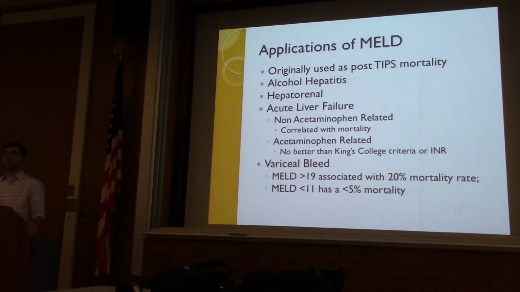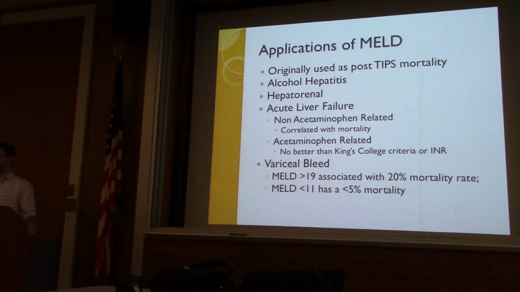So what are the applications of the MELD, now that we know that it was used for TIPS when it was studied? They studied alcohol hepatitis. It's useful for prognostication of alcohol hepatitis. They studied hepatorenal syndrome. It could be useful for hepatorenal syndrome. In acute liver failure, if you break it up by acetaminophen versus non-acetaminophen, in non-acetaminophen it correlated with mortality, whereas in acetaminophen, it was no better than the King's College criteria or the INR itself as a marker for mortality. And in variceal bleed, as you get higher, it's a marker for mortality.